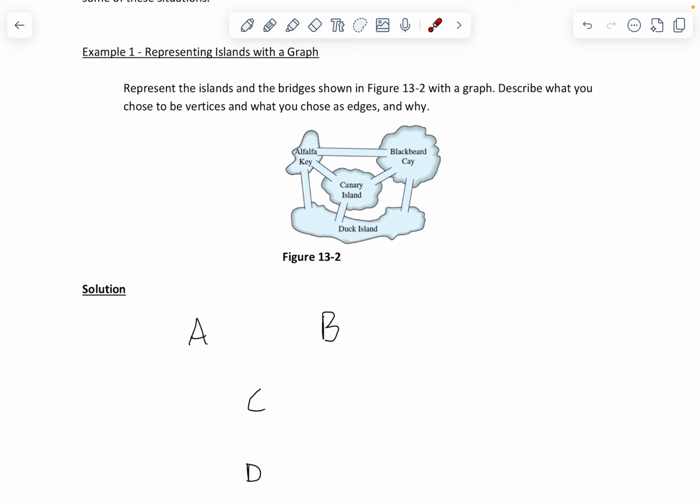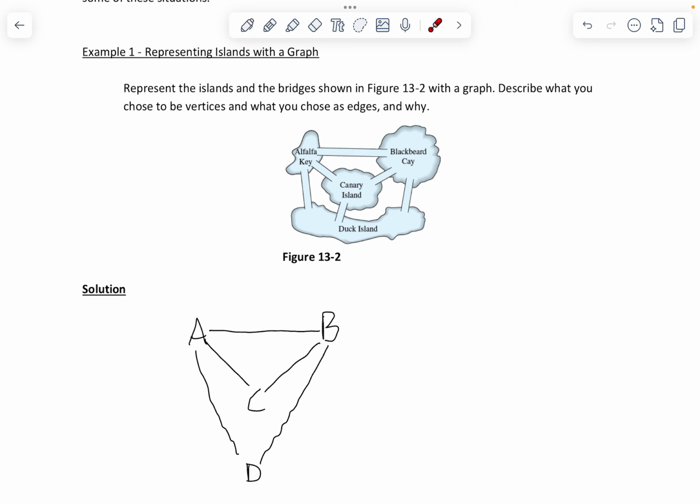Alpha Alpha Key has a bridge to Duck Island, so we'll put an edge there. Alpha Alpha Key has a bridge to Canary Island, so we'll put a bridge there. And then Alpha Alpha Key has a bridge to Blackbird Cay, so we'll put a bridge there. Let's move over here to Blackbird Cay. Blackbird Cay has a bridge to Alpha Alpha Key, which we already have drawn in. It also has a bridge to Canary Island. Draw that in. And then Blackbird Cay also has a bridge to Duck Island. So we will draw that in.